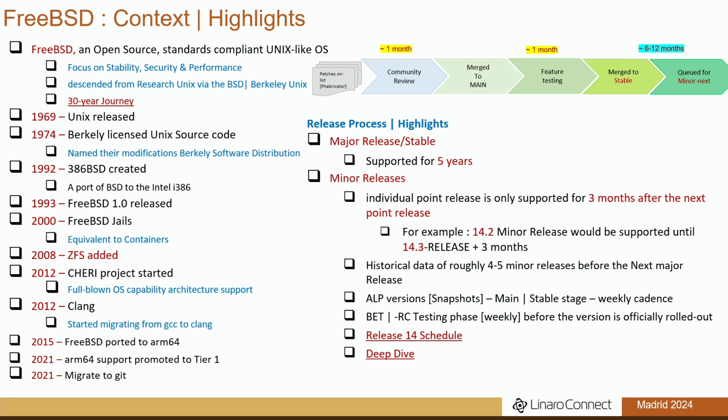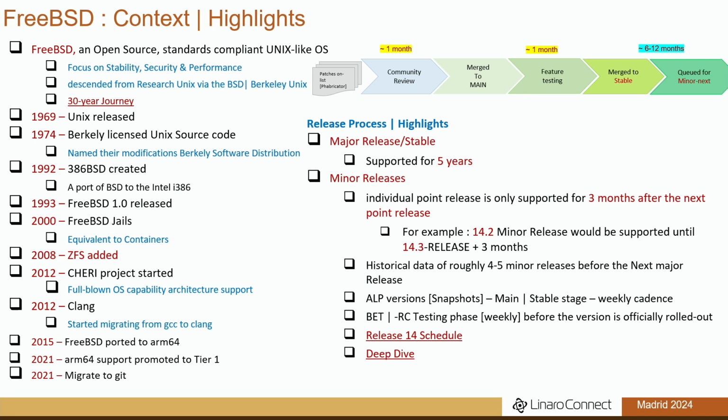So for example, if you have a 13.2 release, that would be supported for 13.3 plus 3 months. If you do the math of 6 to 12 months of a typical cycle for a minor release to be announced, and you have 5 years of major release, that roughly comes to 5 minor releases, which matches with the historical data of FreeBSD release. So you have 1 major release and 4 to 5 minor releases.